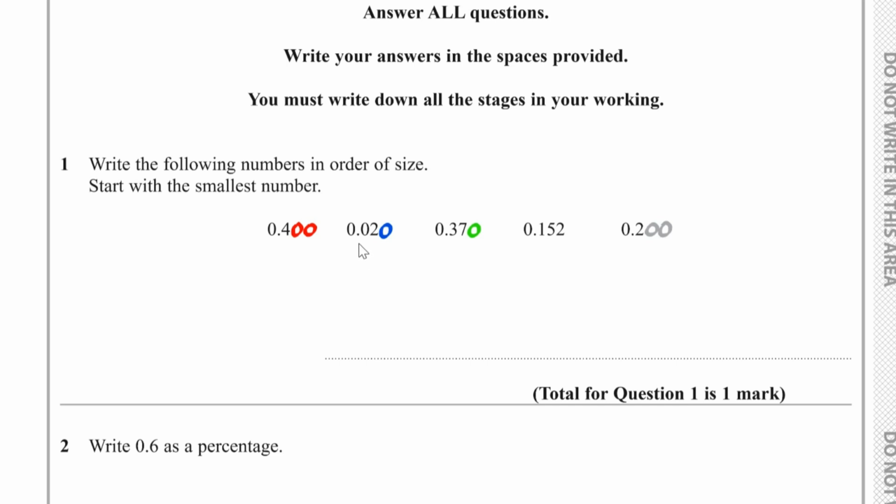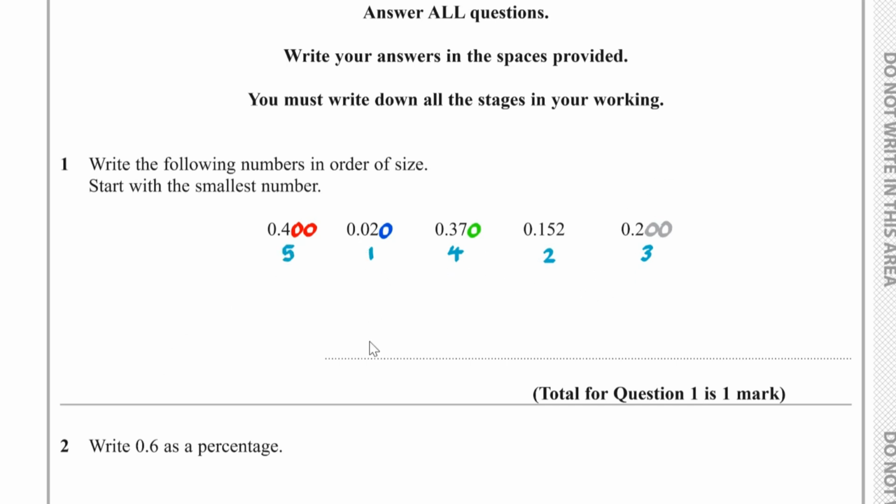is the 0.020, followed by the 0.152, followed by the 0.200, followed by the 0.370, followed by the 0.400.